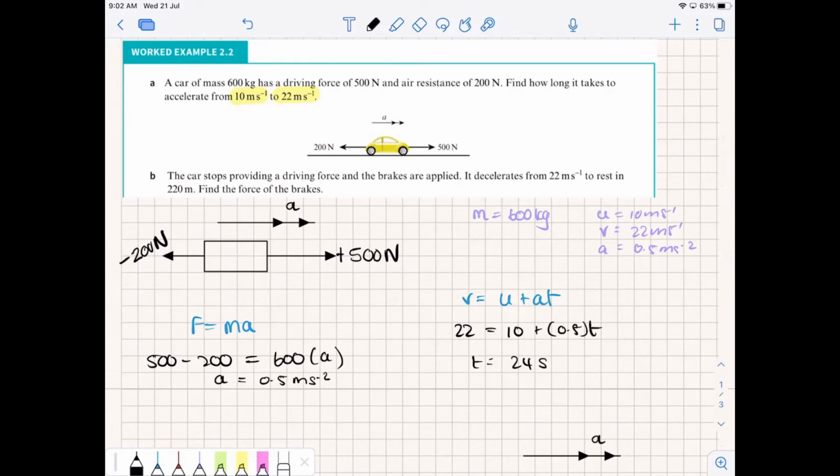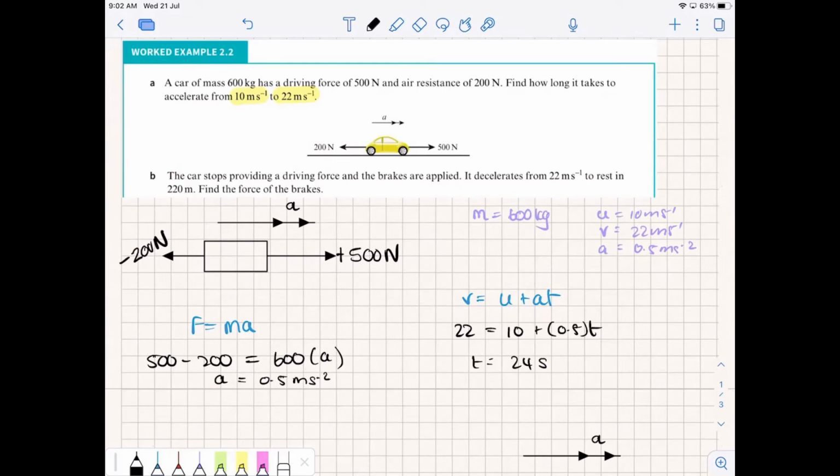Let's quickly do part B. It's not very difficult at all. It says the car stops providing a driving force, so the driving force is now gone and the brakes are applied. It decelerates from 22 meters per second to rest in 220 meters. Find the force of the brakes.